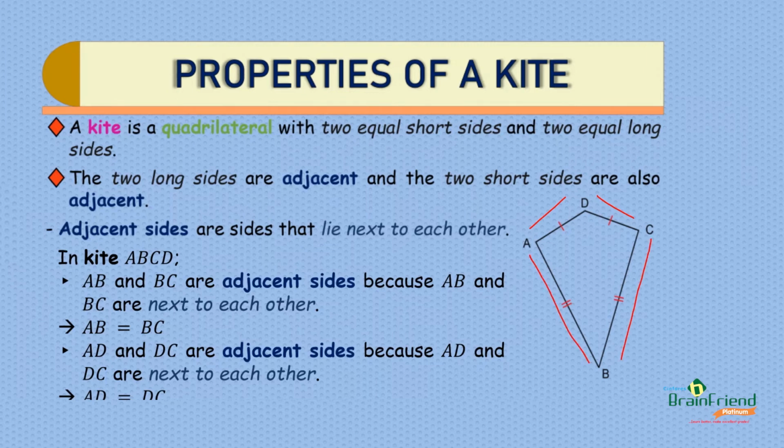We can see that line AD is adjacent to line DC, and we can see that line AB is adjacent to line BC. Mathematically, line AB is equal to line BC, and line AD is equal to line DC. This is because the long sides are equal to each other and the short sides are equal to each other.